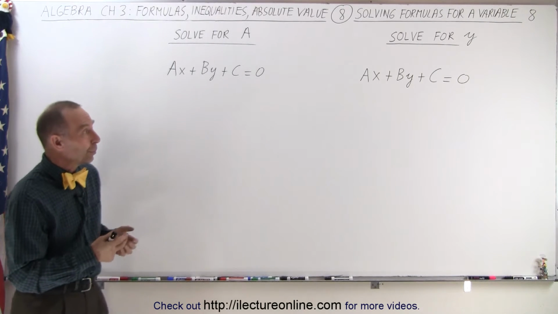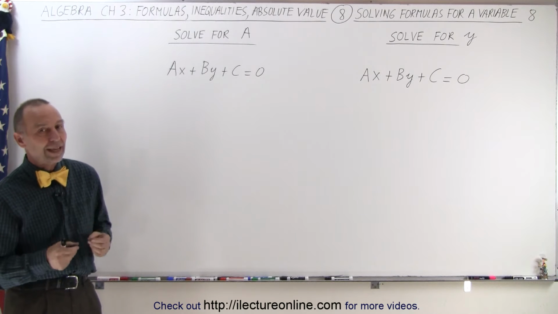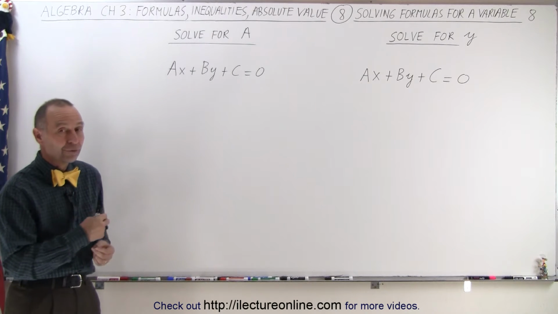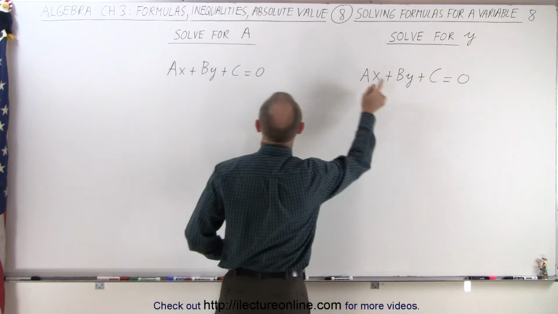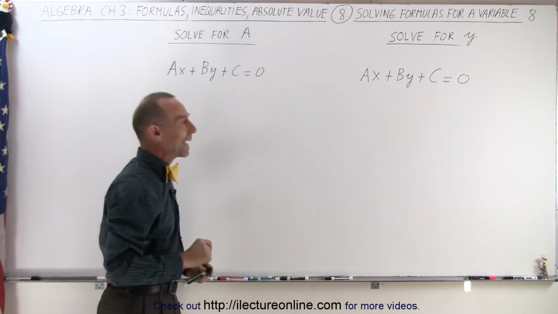On our next example, we have the same equation twice again because we're going to solve the same equation for two different variables. On the right side, we're going to solve this for y. On the left side, we're going to solve this for a.